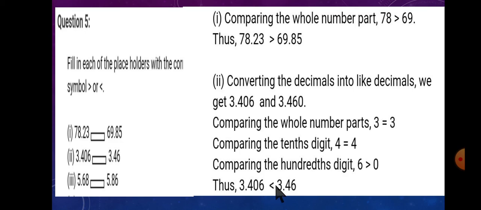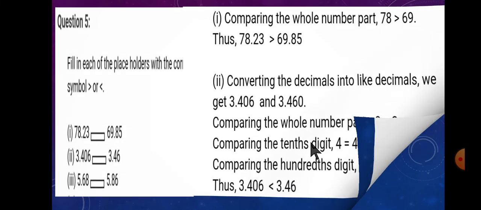That's why 3.46 is greater than 3.406. Okay, 3.406 is smaller than 3.46. I hope you understand, students.